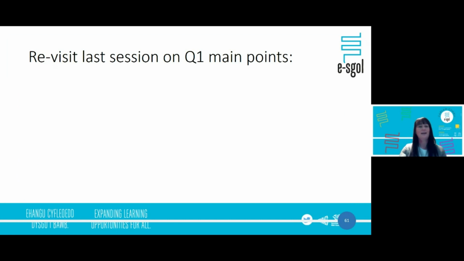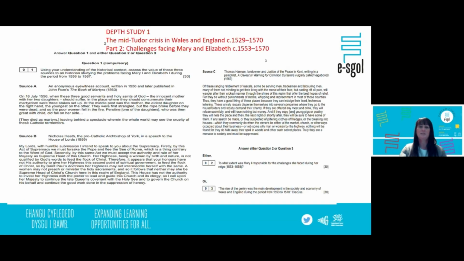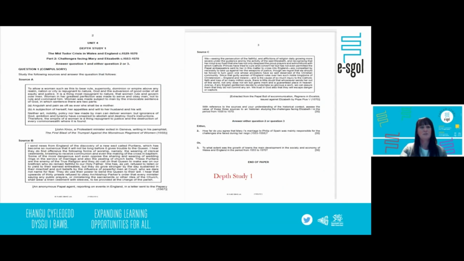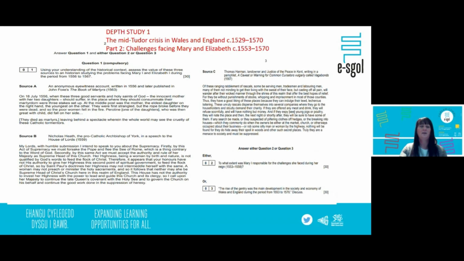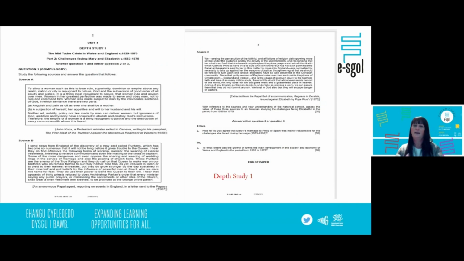What I'm going to do now in the last few minutes is revisit our last session on the question 1 main points that we did. So if you remember, the paper changed last summer, so it looks like this now. So as opposed to this, which was pre-2022. So instead of having the sources in boxes, we have the sources just with the source A, B and C, the attribution above it, and the question, which has changed slightly, starts with using your understanding, and that's at the start, as opposed to at the end, as they used to be, which the question used to read with reference to the sources and your understanding.